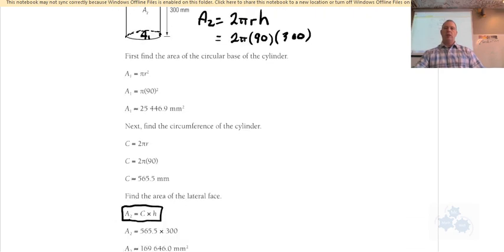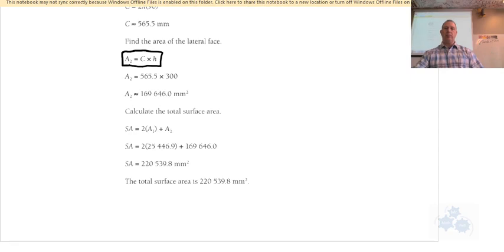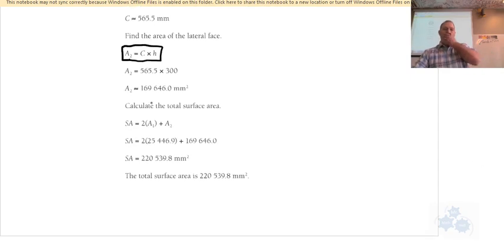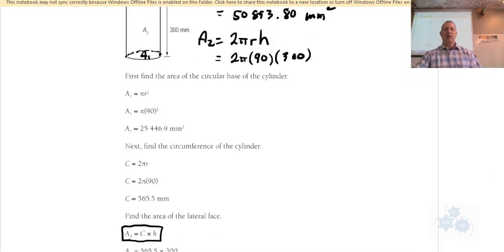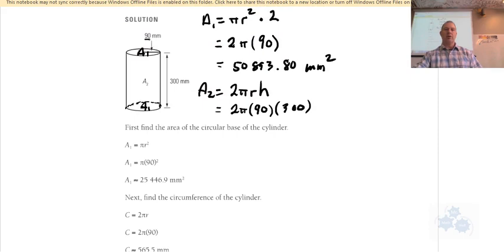And when you add all that up, 2 times pi times r times h should be this one, 169,000 square millimeters. And you add them both up together, and you should get this for your final number. Okay? That's a pretty large number, but we are talking about a large number of very small units.